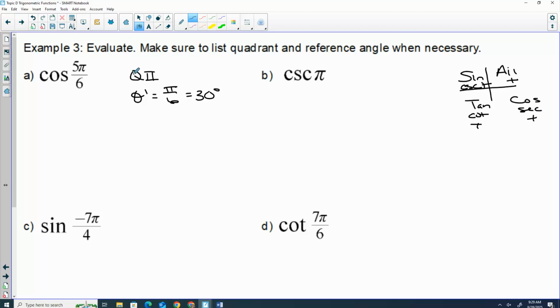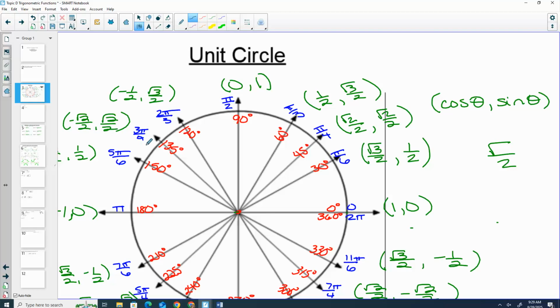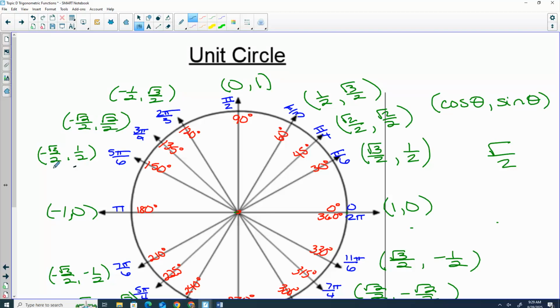So in quadrant 2, sine is positive, that means cosine is negative. We have the cosine of 30 degrees. So if you think about your hand trick, cosine is the square root of the bottom over 2, so negative radical 3 over 2. If you look at your unit circle, we look, 5 pi over 6, cosine was the x, we had negative radical 3 over 2.